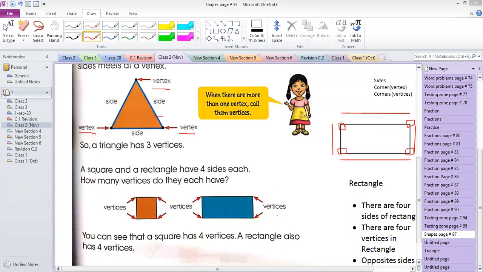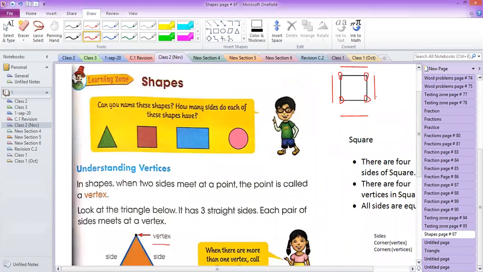In a square, all sides are equal, whereas in rectangle, only opposite sides are equal. Look here. This is the example of rectangle. Here only opposite sides are equal, whereas in square, you see all sides are equal. So this is the main difference between rectangle and square. In a square, you have all equal sides. However, in rectangle, you have only opposite sides equal.